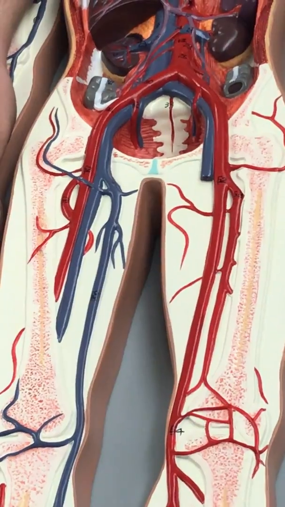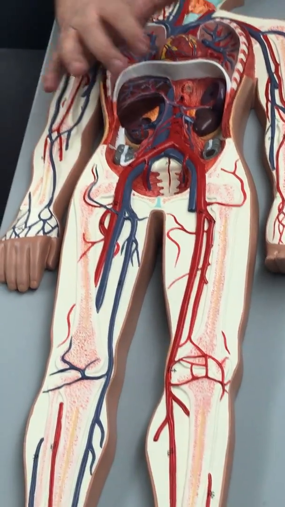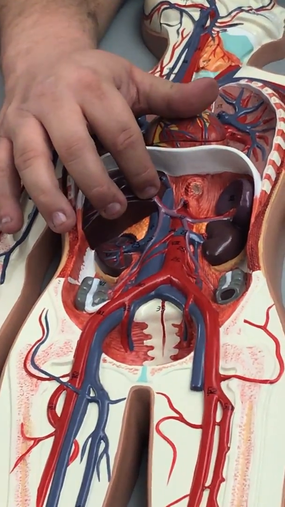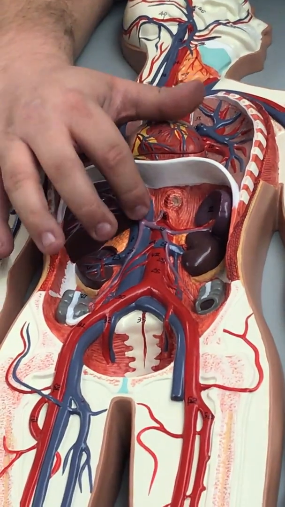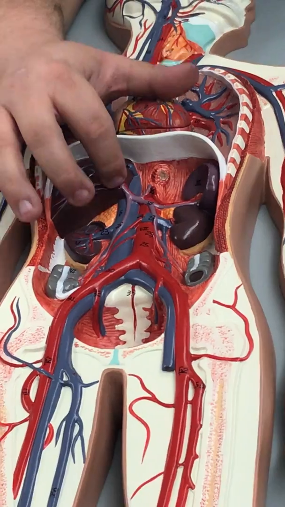And then the hepatic portal vein is going to be the different colored ones. In this case, it's purple, that goes into the liver. That's the hepatic portal vein. It's draining all the digestive organs into that hepatic portal vein.